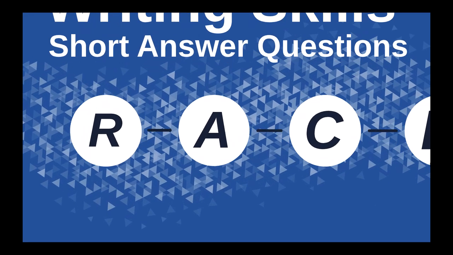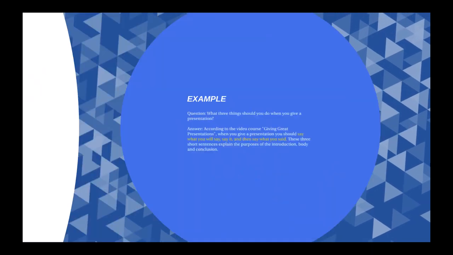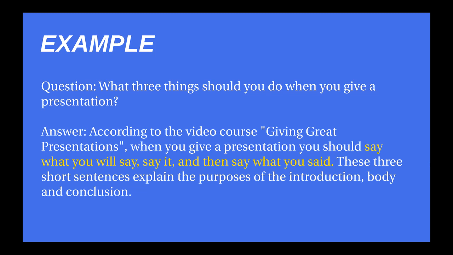Now let's move on to the A. A is to answer the question. And here's the example. What 3 things should you do when you give a presentation? In our answer here, the yellow highlighted part, say what you will say, say it, and then say what you said, answers the question. We want to answer the question clearly and directly.